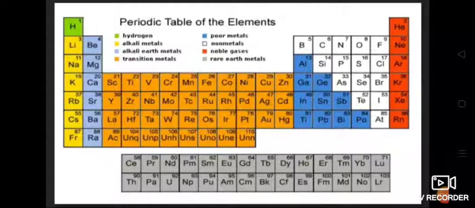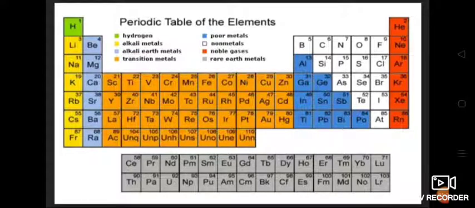So one valence electron means you can say that it is the first group. Two valence electrons means you can say that it is the second group. Three valence electrons means you have to add 10 with that. So 10 plus 3, 13, the 13th group.